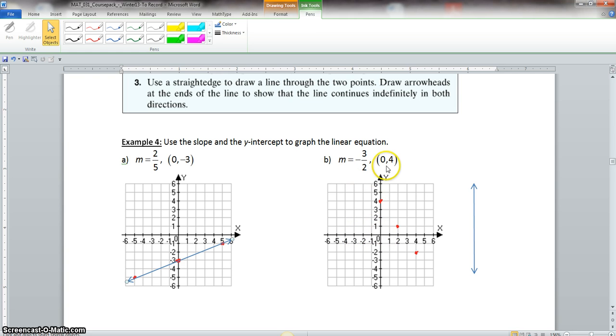Now we go here to B. Okay, now we have the slope is -3/2 and our y-intercept is (0, 4). So we first plot (0, 4). Now, since the negative is in the middle, that means that our numerator could be negative or our denominator could be negative. So let's try and do it with the numerator being negative. So from here, our rise will go down 3 because it's negative, and our run will be positive 2. So we will end up with the point (2, 1).